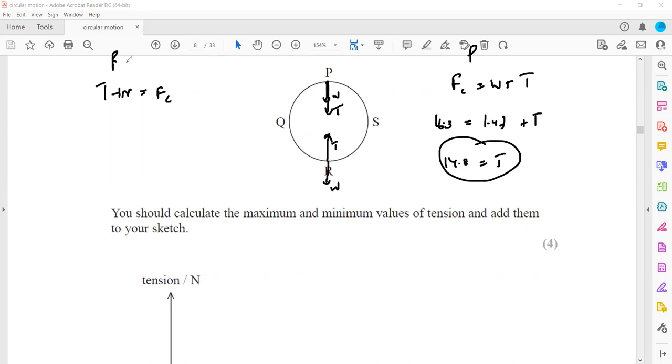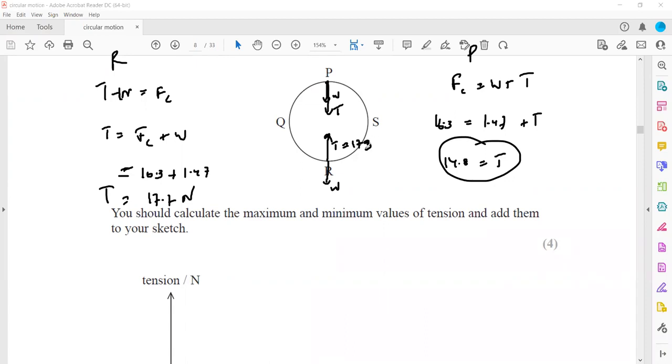But at position R, the tension is acting upward, the weight is acting downward. So the resultant will be the centripetal force, or the tension is equal to the centripetal force plus the weight. So the centripetal force is 16.3 plus the weight, 1.47, that will give us 17.7. So the tension here, which we have to apply, is 17.7.